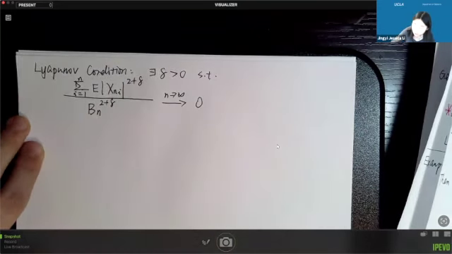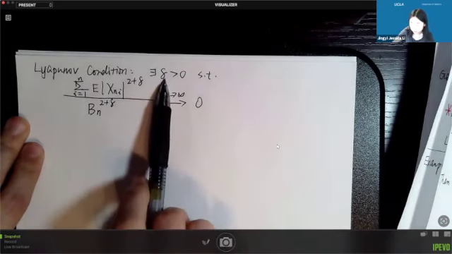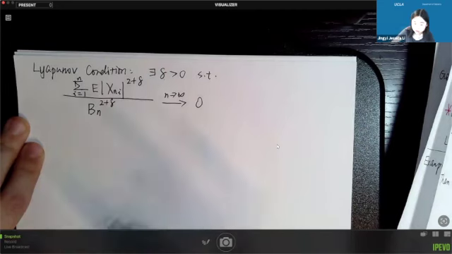So this is much easier to check because it doesn't involve epsilon. You're not going to show that for any epsilon. What you only need is to find such a delta to make this hold. If you can do it, then you're done.